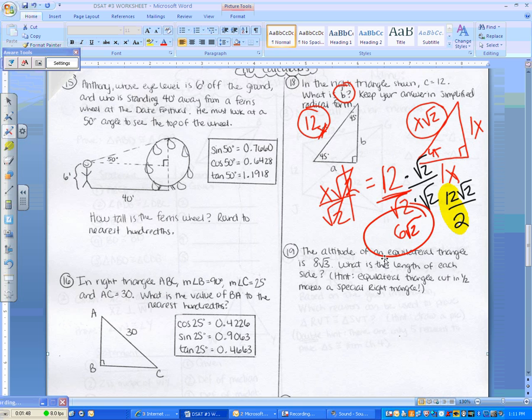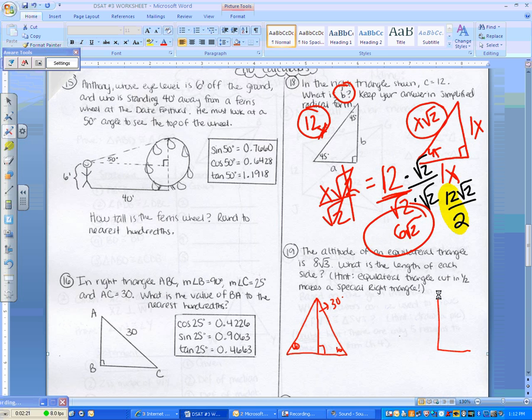19 is also a special right triangle. It says the altitude of an equilateral triangle is 8 radical 3. When they say altitude, it's not talking about planes and that kind of altitude. It's talking about a perpendicular line. So we have an equilateral triangle, that means all the angles are 60 degrees, right? And if you have an altitude, that means it's cutting this one into a 30-degree angle. So we have a special right triangle, 30, 60, 90.